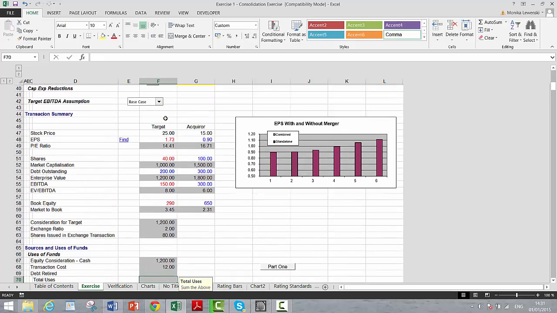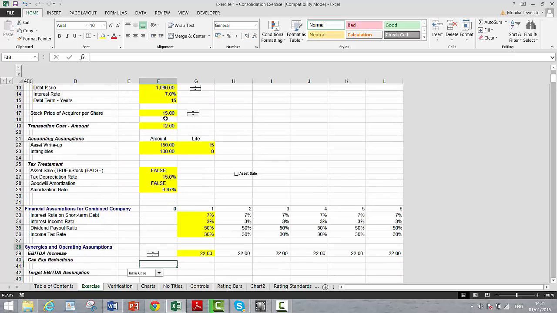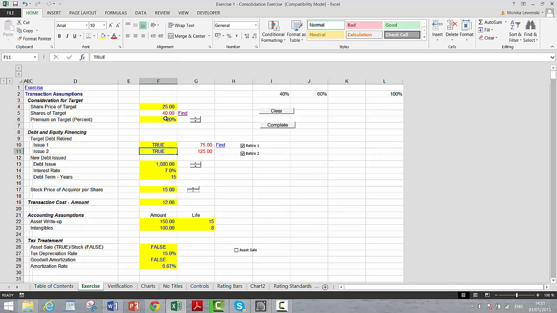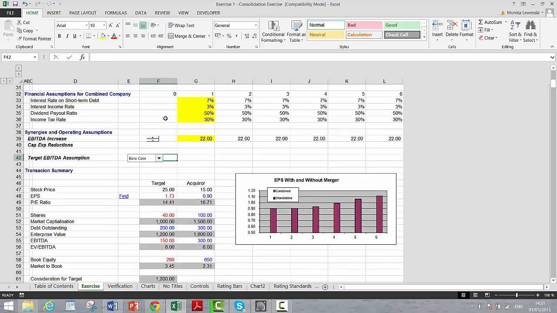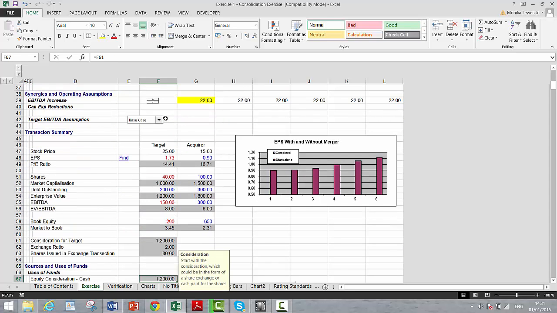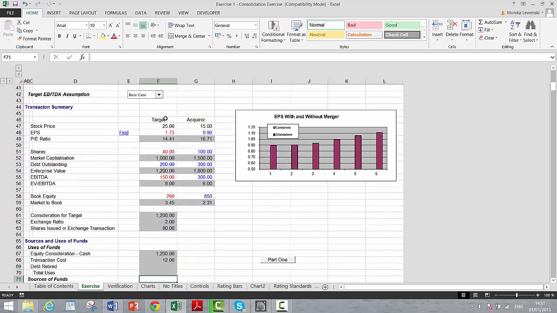Okay, and then we can put in, now we can see how much debt was retired in the transaction. It's this times this plus this times this. Okay, so the sum product command doesn't work perfectly with true false.